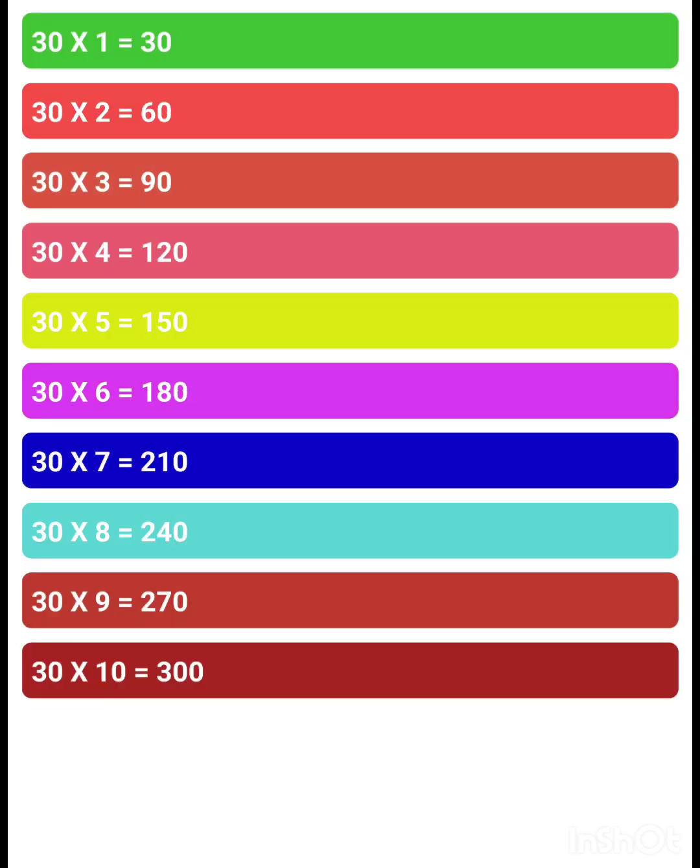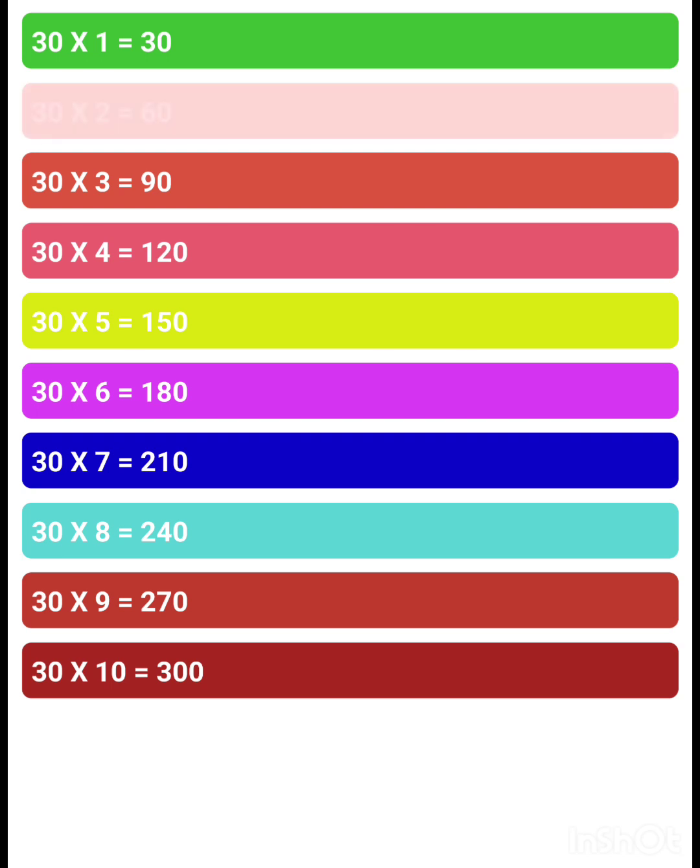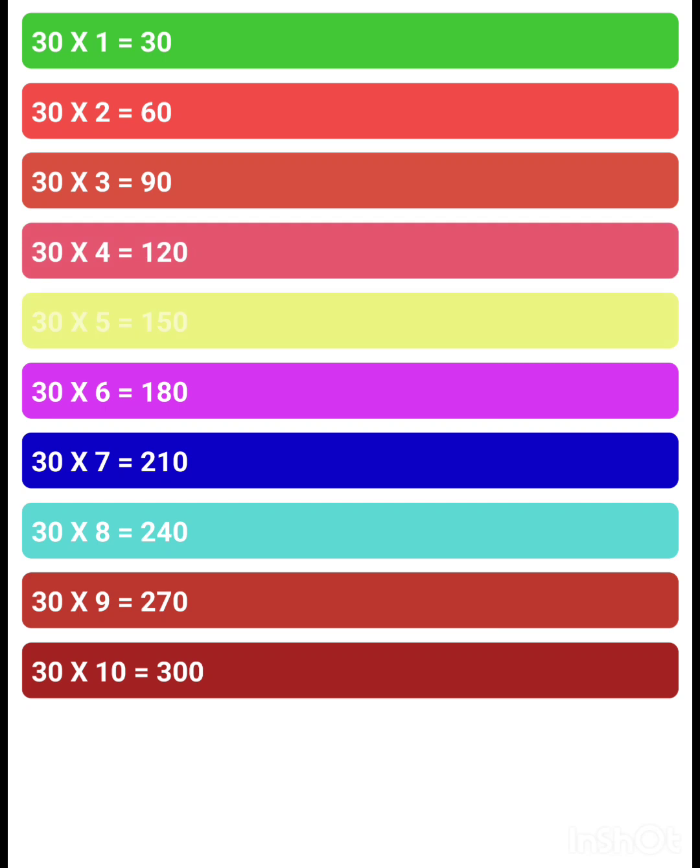Table for 30. 30 ones are 30. 30 twos are 60. 30 threes are 90. 30 fours are 120. 30 fives are 150.